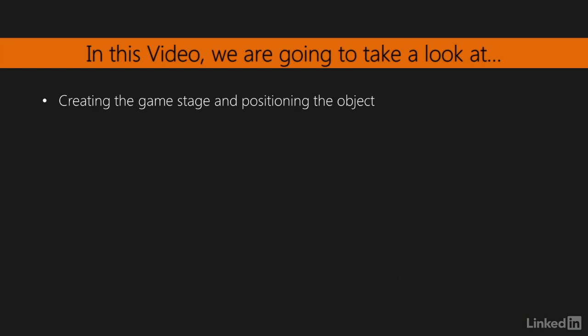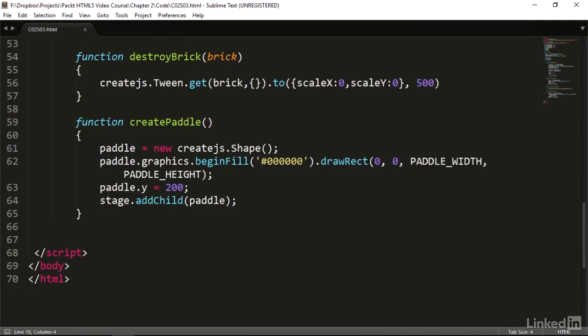In this video, we're going to discuss game stage creation and object positioning. In the previous video, we've created basic elements. Now we're going to position them in the correct location on stage, and in the case of the brick, we're going to create a brick grid instead of just one.